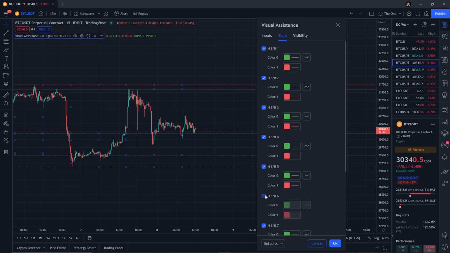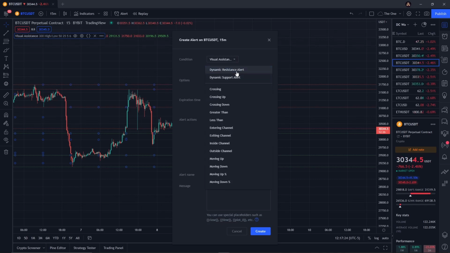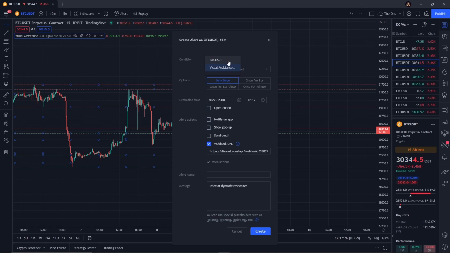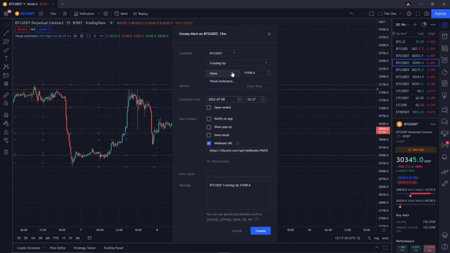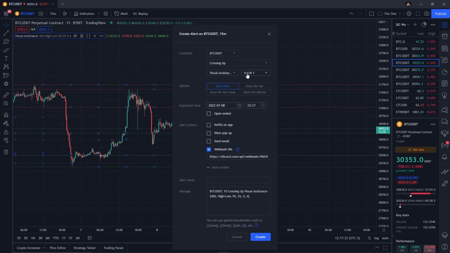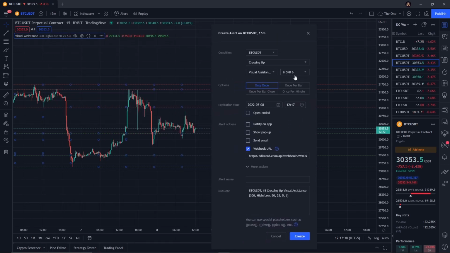So now that we have located which one we want, we can come right here to our add alert. We can go to visual assistance. We'll talk about this in a moment, but for right now, we're just going to go ahead and go to BTC crossing up over visual assistance. And then remember, we found that it was HSR 6. So we're just going to go ahead and click that.